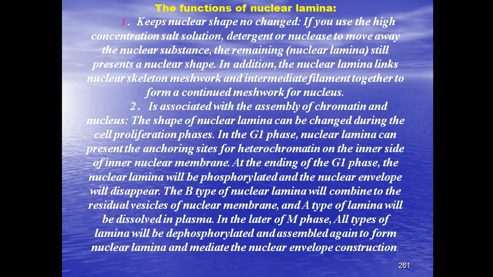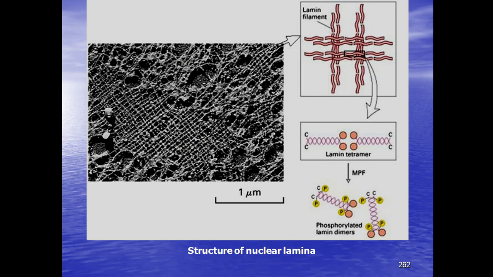At the end of G1 phase, the nuclear lamina will be phosphorylated and the nuclear envelope will disappear after that. All types of lamina get phosphorylated and are assembled again to form the nuclear lamina immediately after the cell division. See, this is the meshwork.